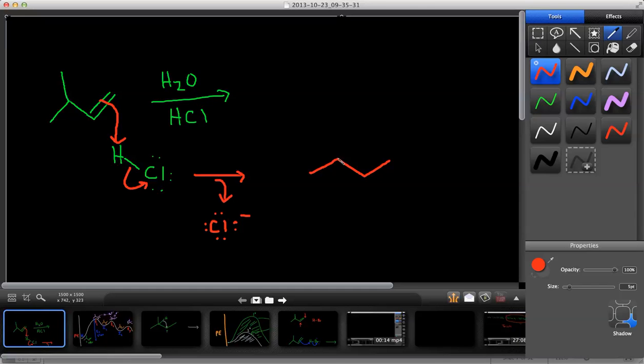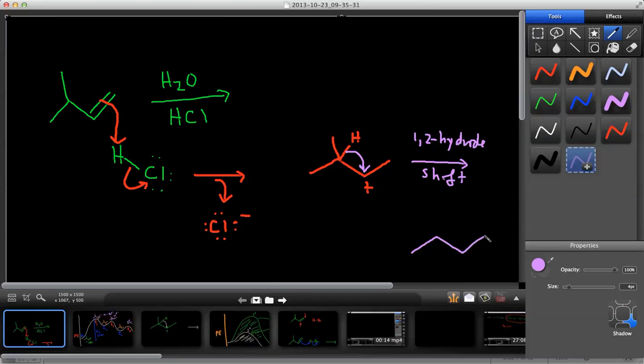And of course, as we've already seen, we'll generate a secondary carbocation. This secondary carbocation can and will rearrange through a 1,2 hydride shift. Usually over the arrow you'll write the shift. To yield the more stable tertiary carbocation.